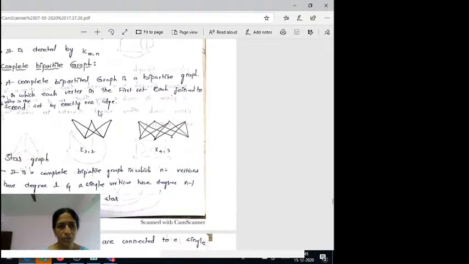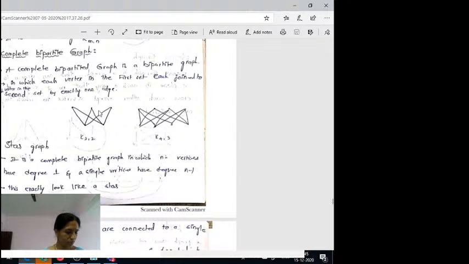Next, coming to the complete bipartite graph. Same as a complete graph, here a complete bipartite graph is there. In the complete graph, every vertex you can take in the graph is adjacent to all the remaining vertices in the graph, then we can say that graph is a complete graph. Whereas coming to the bipartite graph, suppose you take one vertex in one set, that vertex is adjacent to all other vertices in the other set of vertices.